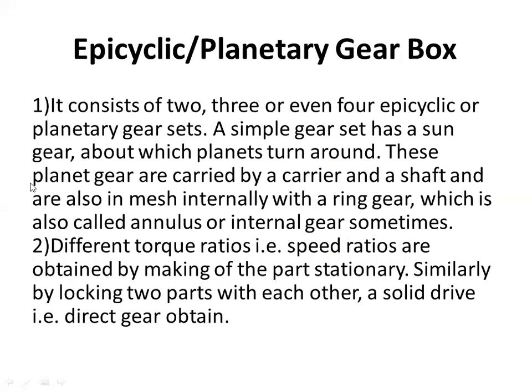Okay, this is the construction of the epicyclic or planetary gearbox. It consists of two or three or even four epicyclic or planetary gear sets. A simple gear set has a sun gear about which the planets turn around. These planet gears are carried by a carrier and a shaft, and are also in mesh internally with a ring gear, which is also called the annulus or internal gear. Different torque ratios, that is speed ratios, are obtained by making a part stationary. Similarly, by locking two parts with each other, a solid drive or direct gear is obtained.